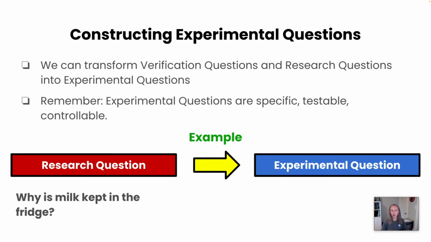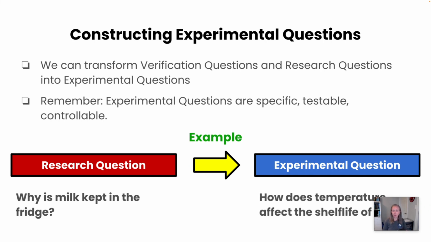Now let's look at a second example. And so we can go back to that, why is milk kept in the fridge? That was a research question. And we can transform that into an experimental question by saying, how does temperature affect the shelf life of milk? So we could measure and control the temperature and change the temperature, and then look at how well milk stays or doesn't go bad, and measure the number of days that the milk is okay.